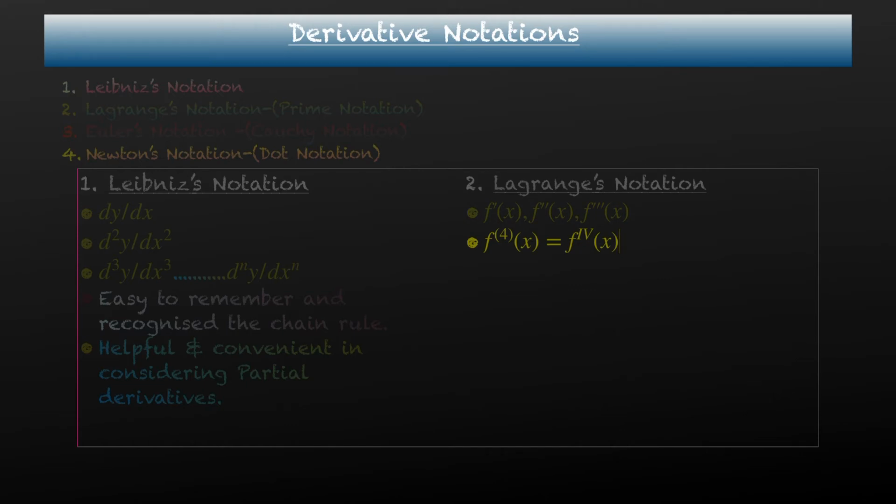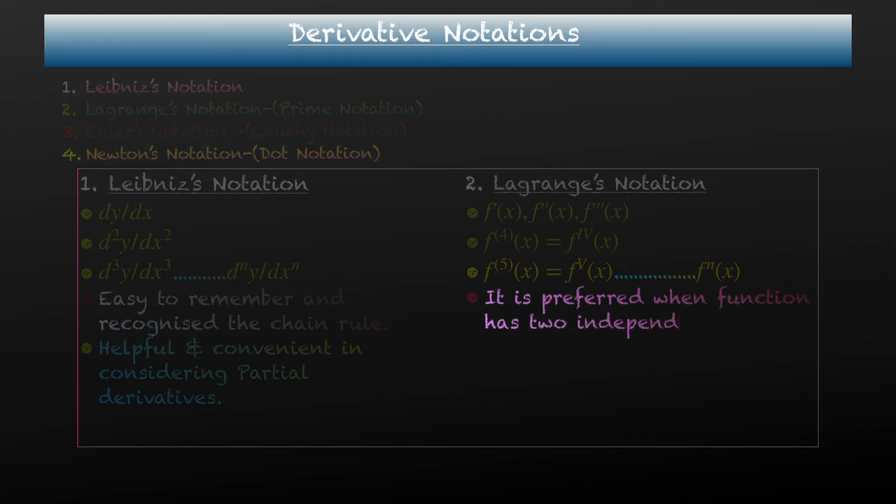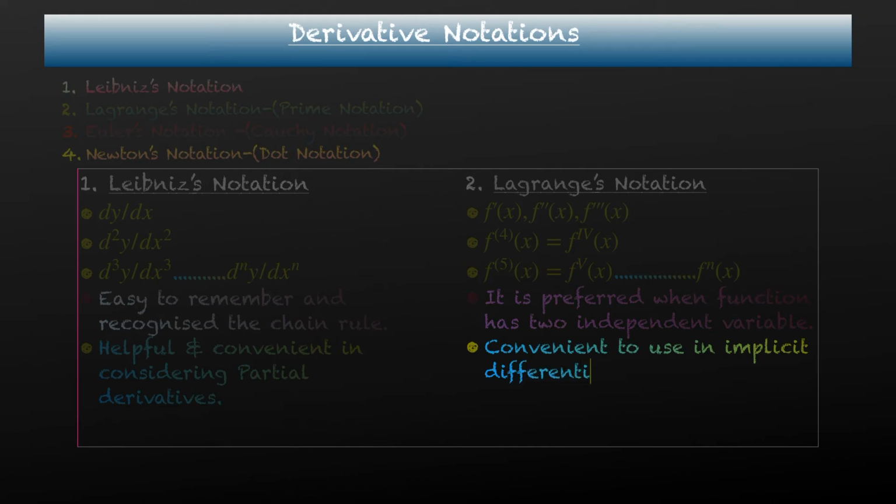The higher derivatives in prime notation are denoted by using either a Roman numeral superscript or a natural number enclosed in parentheses. So you can see here the fourth and fifth derivative of a function. The nth derivative of the function in prime notation is denoted by f^(n) of x. This notation is preferred when a function has two independent variables, and it is very convenient to use in implicit differentiation.